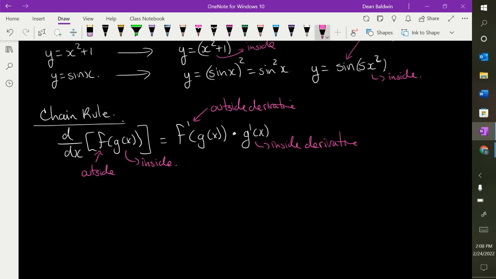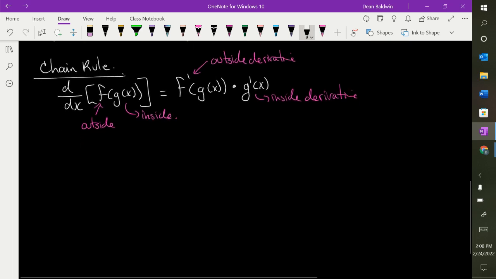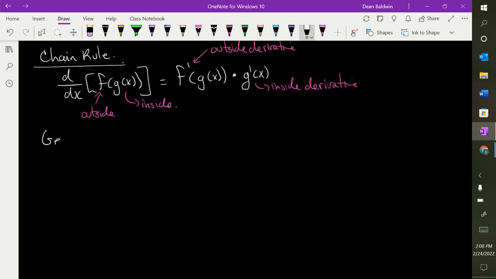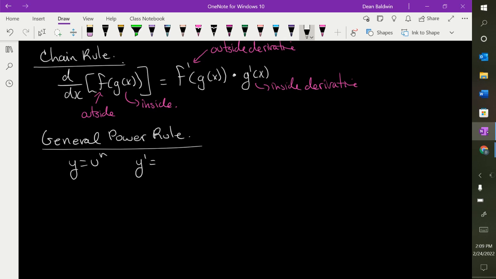Okay, now there's another way to look at chain rule. It's called the general power rule, and this seems to make a little more sense for students, but I don't want to speak for everybody. So the general power rule says this: if y is equal to u to the power of n, then y prime is equal to n, drop the exponent down, u to the n minus 1. So that's our regular power rule. But now we multiply by the derivative of u. So u prime. Okay?